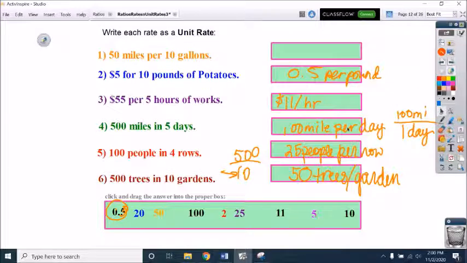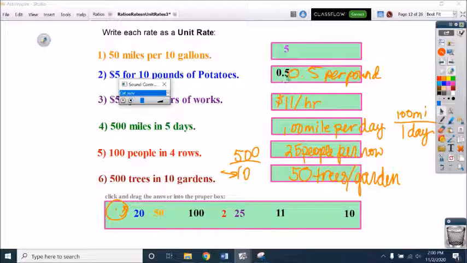So here's a bunch of writing all over the screen. 50 miles per 10 gallons means I can go 5 miles for 1 gallon. $5 for 10 pounds of potatoes means that it is 0.50 per pound. So it's 50 cents per pound.